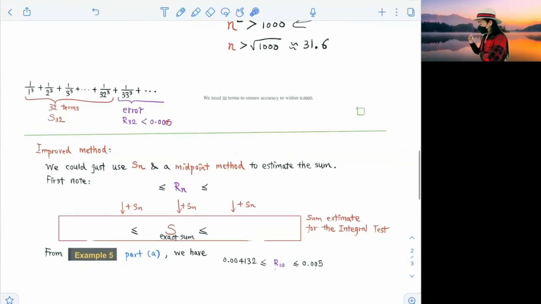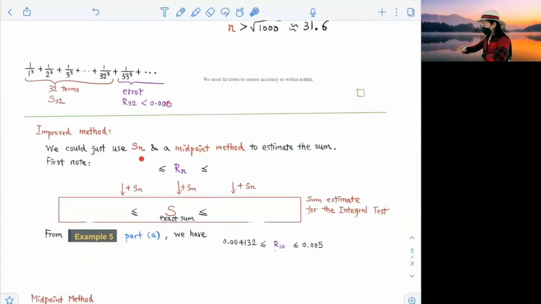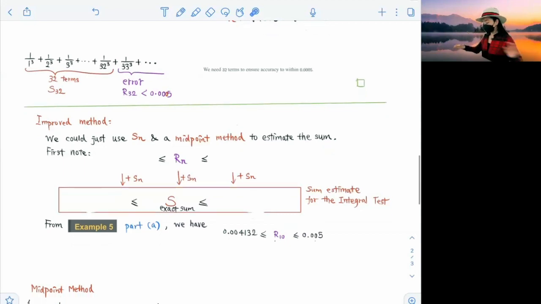Now we're going to have a method where you don't need so many turns, and you still have the error less than this. So how does it work? We could use the n-th partial sum and the midpoint method to estimate the sum, and you don't need so many turns. You don't need 32 turns. How does it work?